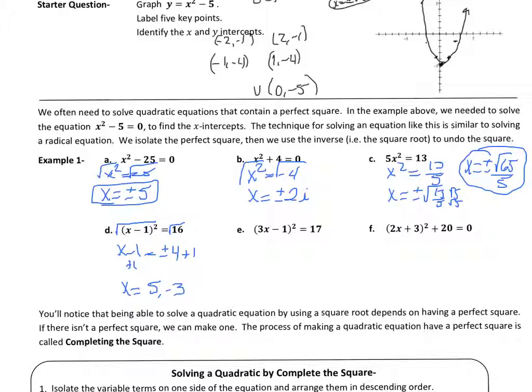Okay, and there are our solutions. Now with these you're okay, but as we go with more roots, you're going to want to check your answers, because at times we're going to have what are called extraneous solutions. But we're good here on these. 5 minus 1 is 4, 4 squared is 16. Negative 3 minus 1 is negative 4, negative 4 squared is also 16, so we're good.